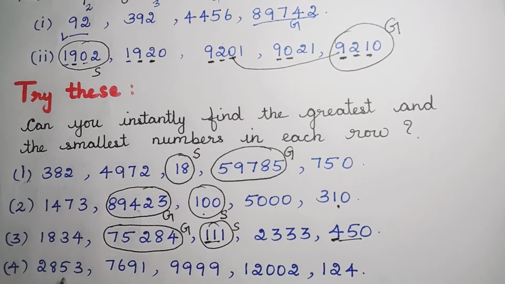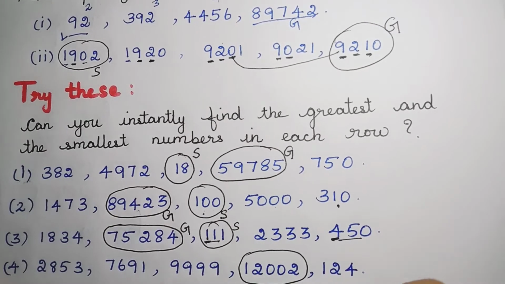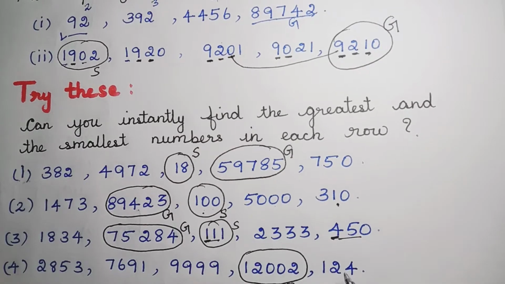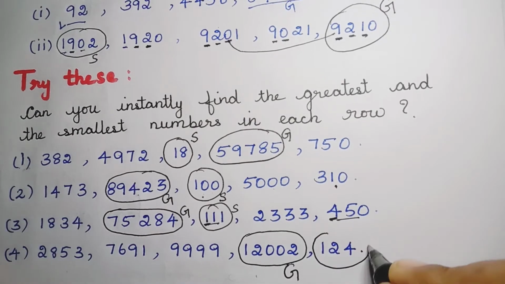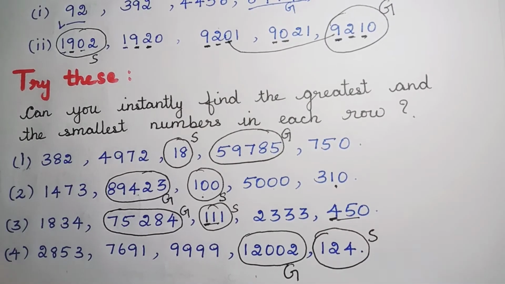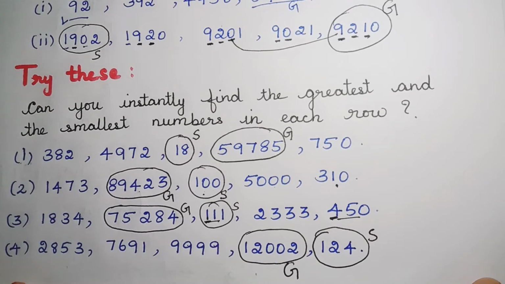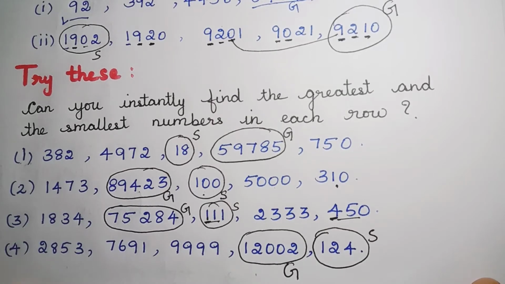Here you have a 4-digit number, another 4-digit, a 5-digit, and another 3-digit. We have only 3-digit and 4-digit numbers, which we can ignore, and you have this 5-digit number, which is the biggest, the greatest number, and another 3-digit number is here, so this is your smallest number. This is the way you have to find out which is the greatest number and which is the smallest number.